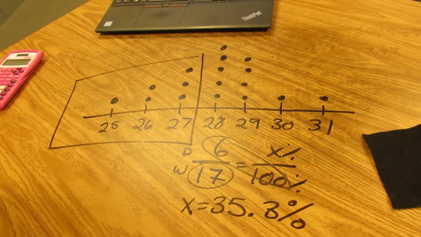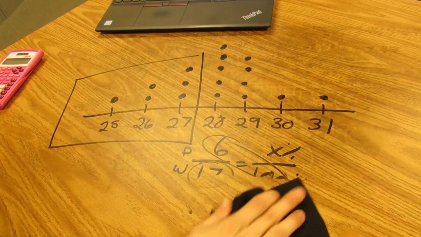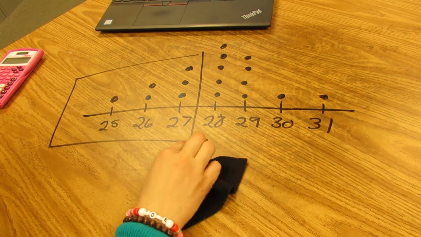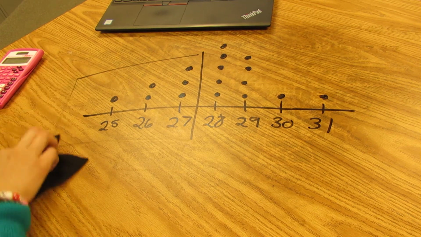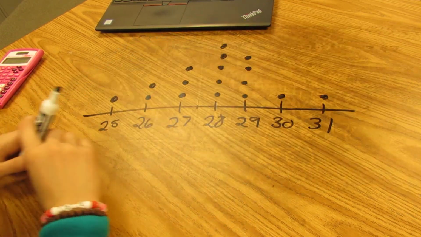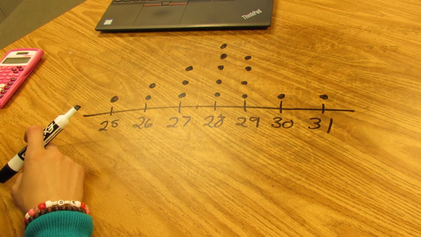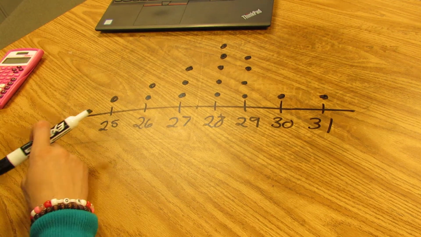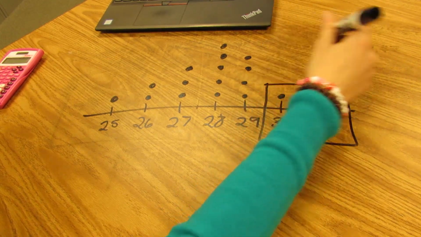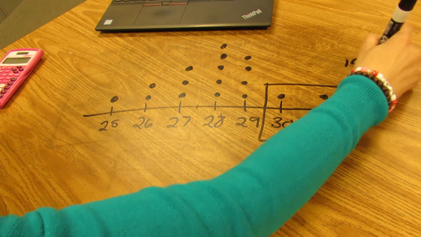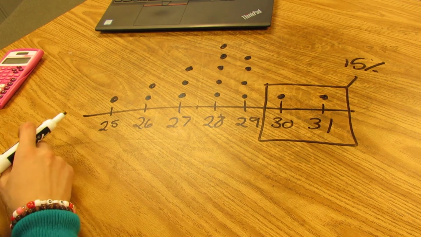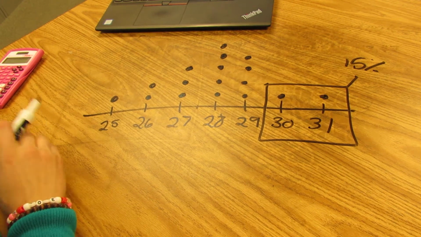Okay? Number 22. Let's analyze what Susie says. It says that Susie says that 15% of the boxes contain 30 or more, meaning it includes 30 or more. She says that this little section is 15%. And we're going to double check Susie because we don't know. Okay? Is she correct? Why or why not?